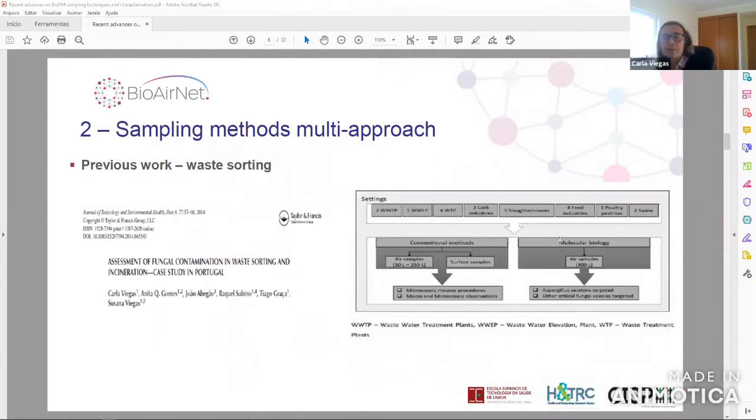So, in what concerns the sampling methods multi-approach, the waste sorting was one of the first studies performed by us, where active and passive sampling methods were used. Two air sampling devices were used to overcome each one's limitations, and the device with the impinger method was only used for targeting the harmful fungal species by molecular tools. At that time, 2014, we were only using surface swabs as passive sampling methods, and the results, either in air or in surfaces, followed the same trend, with the highest prevalence being from the Aspergillus genus, and more specifically from the Fumigati section.